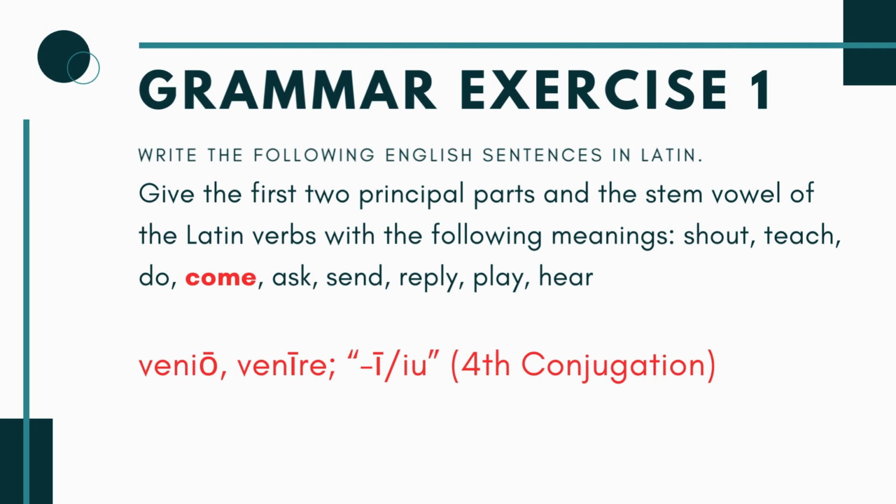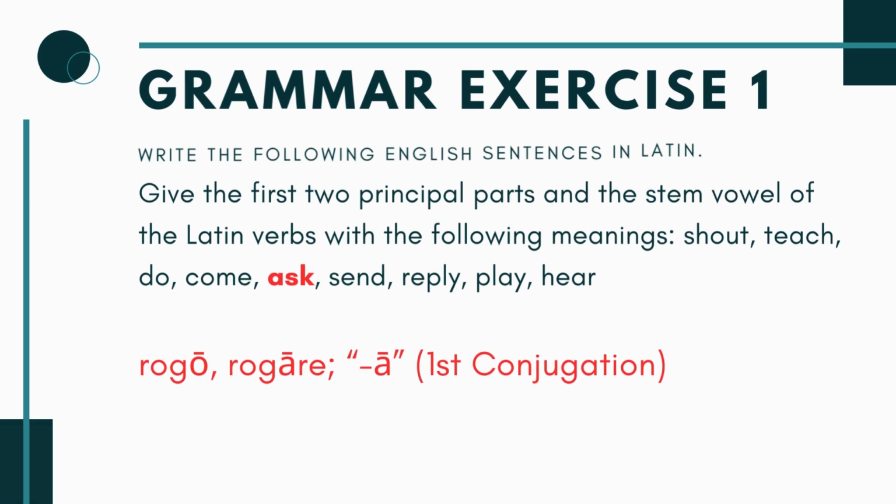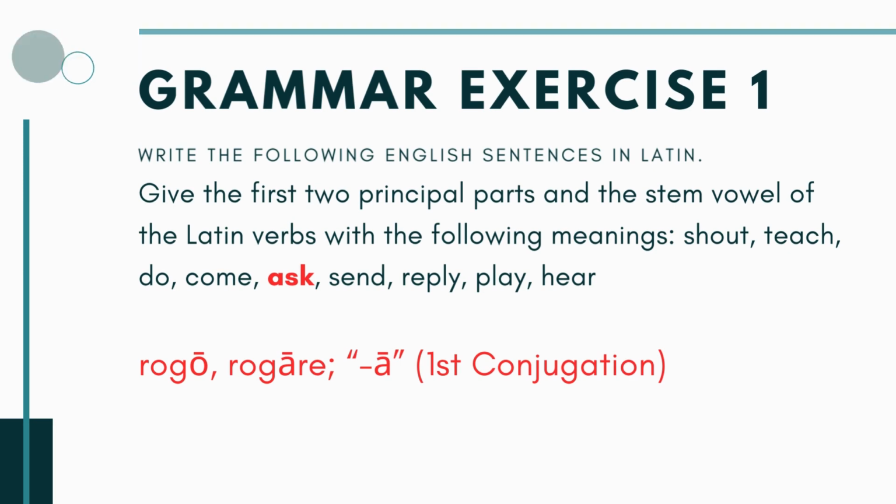But remember, in fourth conjugation, when you get to the third person plural, just say they come, it's going to be IU. So that's why I wrote long I / IU here, okay? Then you have the verb to ask. Now, to ask is rogo, rogare. Now, the ARE makes it first conjugation. The stem vowel is an A.